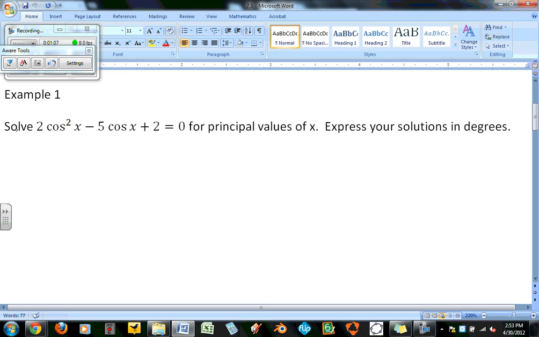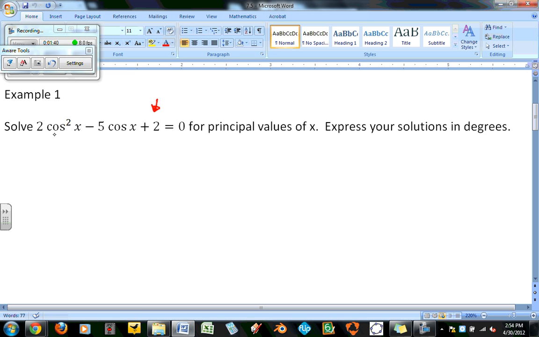It says solve 2 cosine squared x minus 5 cosine x plus 2 for the principal values of x. Express your solutions in degrees. Well, if we think about this, we see a cosine squared and a cosine. Maybe we could take a cosine out, except this last term doesn't have a cosine, so we can't do that. We could change the cosine squared into a sine squared, but then we can't do anything with the cosine. That really doesn't end up working out.